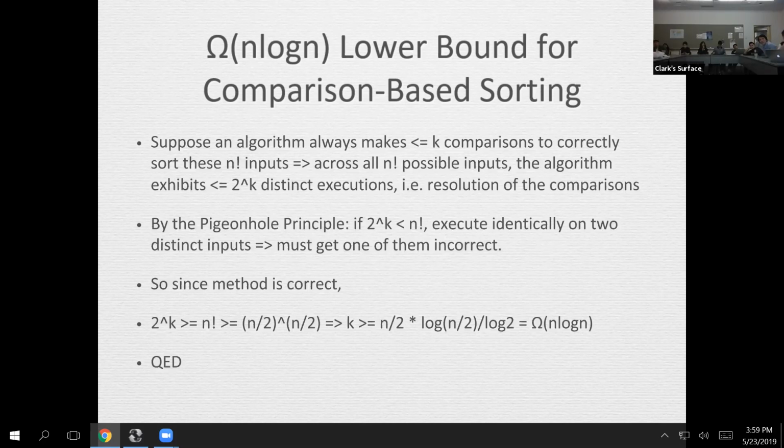So for any comparison-based algorithm, there's a lower bound for it. And I show you this proof here, which if you are interested in, you can read it later.